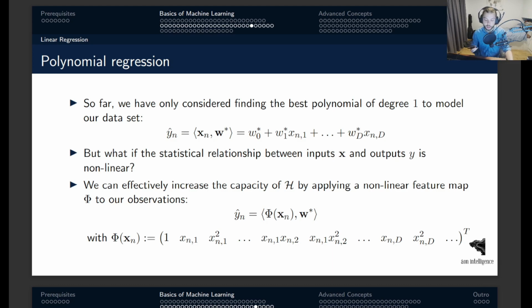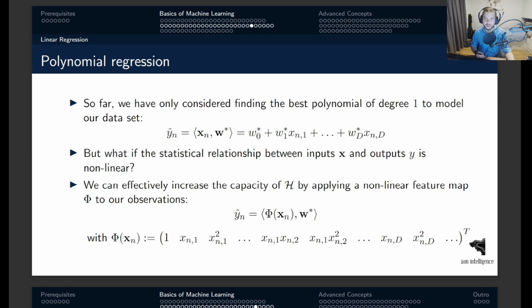All right, so up to now, we've only considered the case where the true relationship between inputs X and outputs Y is truly linear. So our model was a polynomial of degree 1. This was also the hypothesis space we were searching: the hypothesis space of linear models, polynomials of degree 1. And recall, any prediction Y hat n was the inner product between an observation xn and our optimal parameter vector W star, which we found on the previous slide. And this is our linear model. This is our prediction.